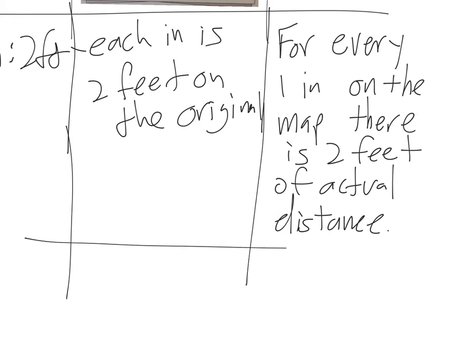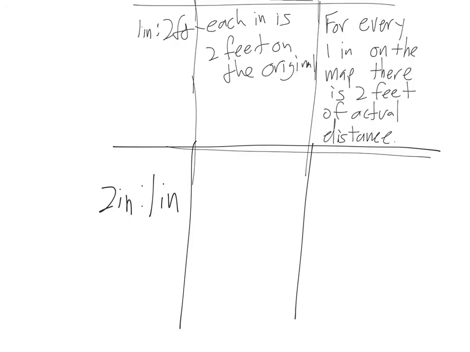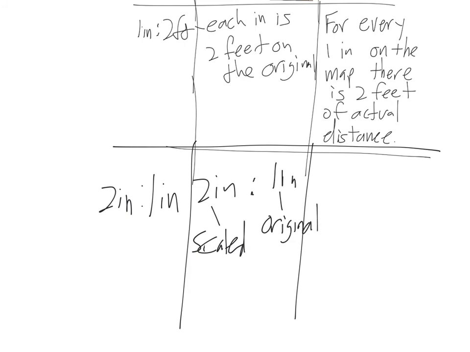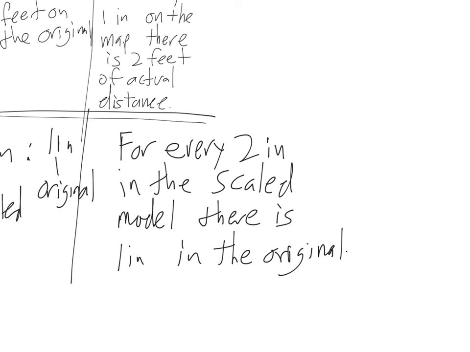All right, and then I just want to go over one more example that looks at it from a little bit different perspective, where your scale drawing is actually bigger than the original. So if we look at this one here, what we're looking at is 2 inches to 1 inch. This means that the 2 inches is the scaled. Oops, I spelled that wrong. All right, and then your 1 inch is the original. So if I were to write a sentence, what would I say? This is the sentence I would write. For every 2 inches in the scaled model, there is 1 inch in the original.